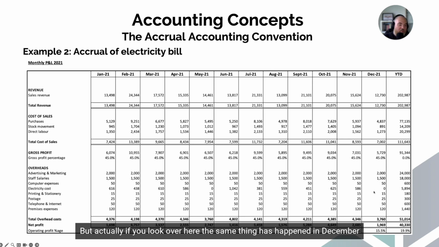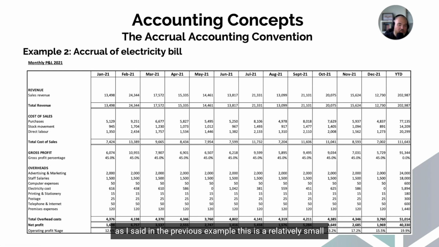But actually, if you look over here, the same thing has happened in December. So it has actually impacted the year-end profit, because we're showing 40 grand here in terms of profit, but we've missed out some cost. And as I said in the previous example, this is a relatively small set of expenses. In a bigger company, you would expect there to be a lot more lines in this, and there could be others that have been missed as well. So this is something you need to get right.